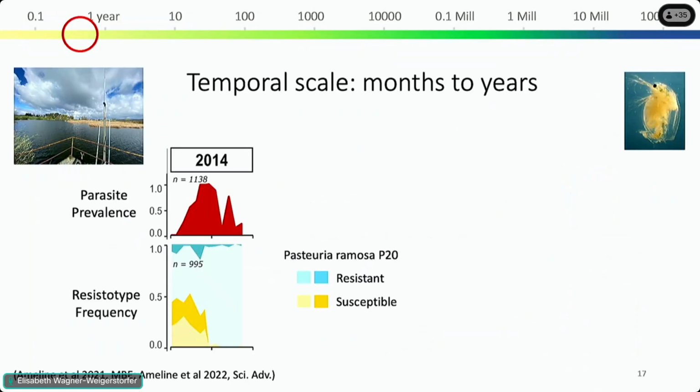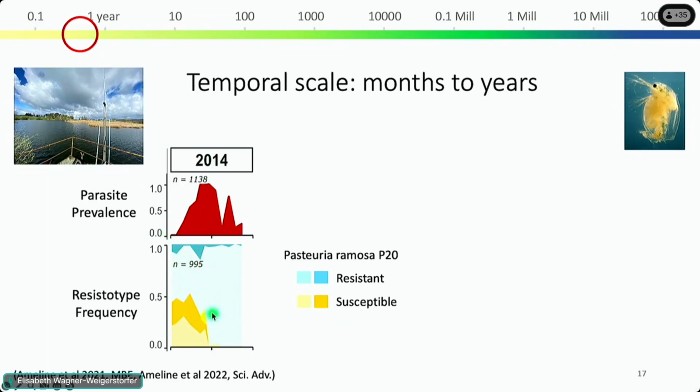I show you here an example from a pond which we have investigated in Switzerland for a couple of years. You have here one season in 2014. This is the prevalence of the parasite. You see in this year it went to nearly 100% of the adult animals, and it was only there in summer; until mid-March it was not there.